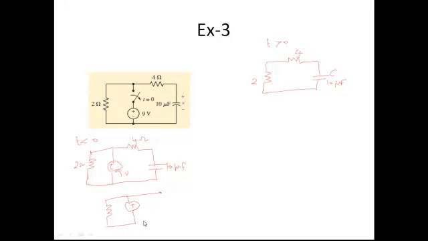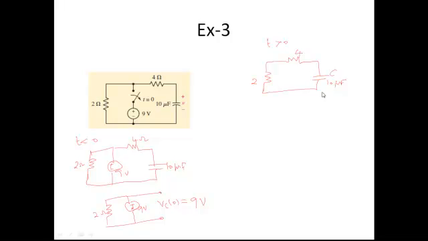Your circuit is very simple now. The 4 ohm is of no use now, as the capacitor is in steady state. So your circuit is like this. The voltage across the capacitance will act as the initial voltage to the next circuit. You can see the entire voltage will appear across this open circuit. So VC of 0 is nothing but 9 volts. This VC of 0 equal to 9 volts will be the initial voltage across the capacitance in circuit 2.